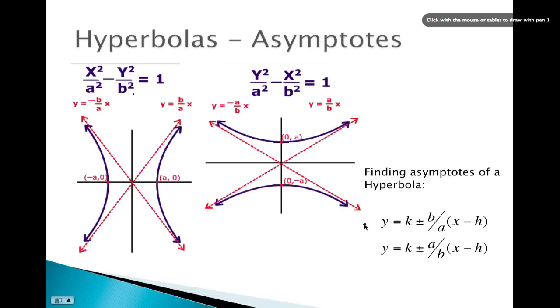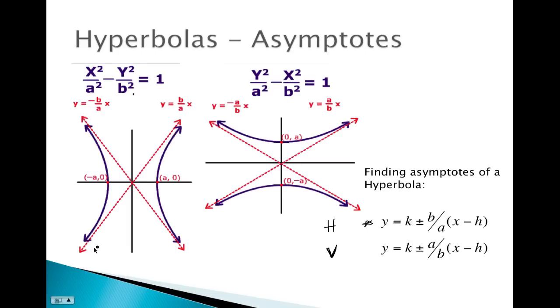So you're going to do this equation right here, y equals k plus or minus b over a times (x minus h). And this is going to be for your horizontal transverse axis. So this is for the horizontal one. Now we also have the equation y equals k plus or minus a divided by b times (x minus h). So the difference between these two is your a and b. This will be for your vertical asymptote if you have a vertical transverse axis. And those are going to be these dotted lines right here.